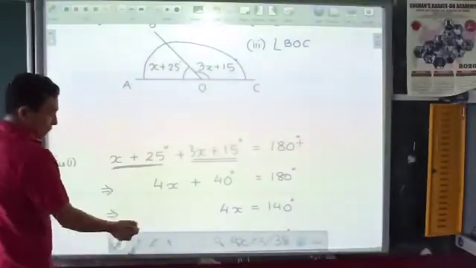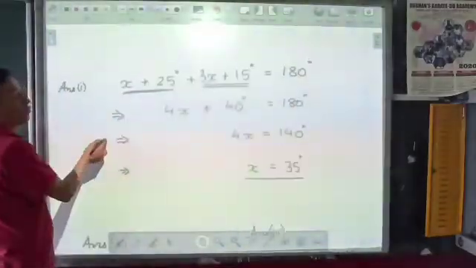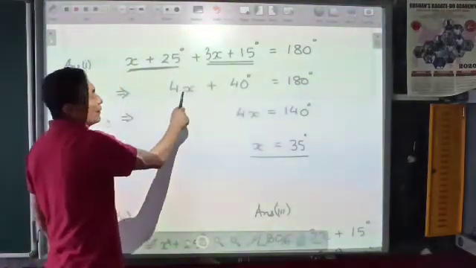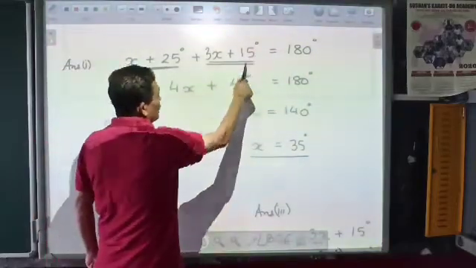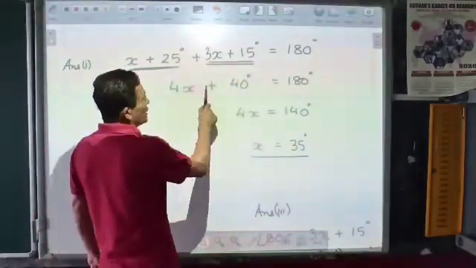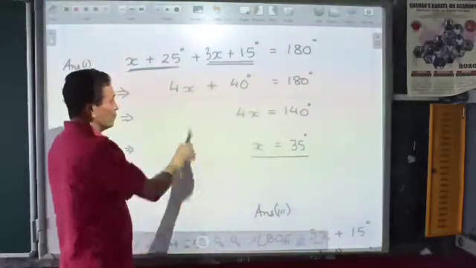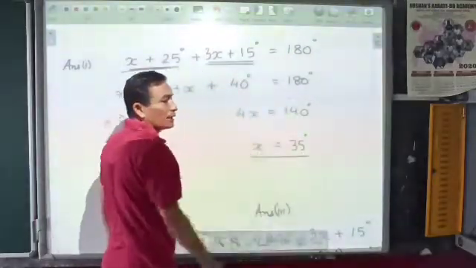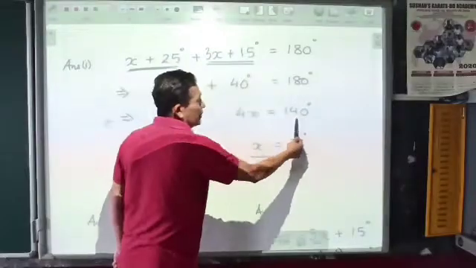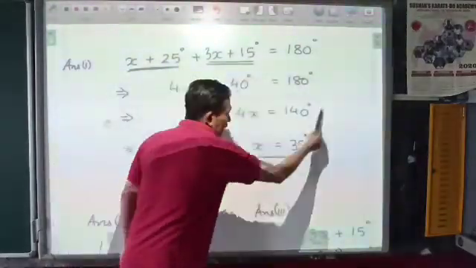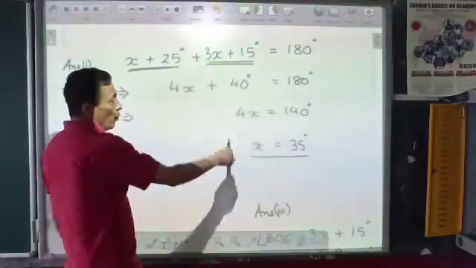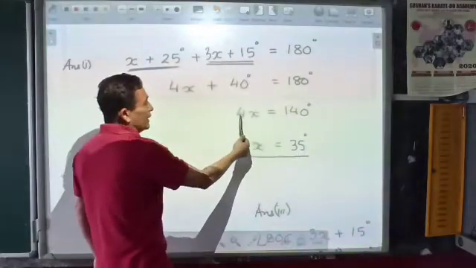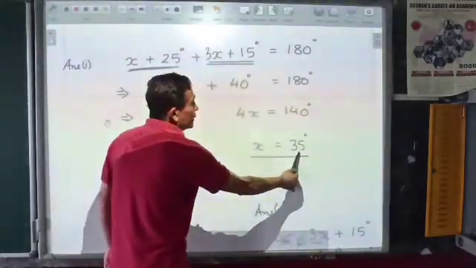Now once I get my equation, 90% of my sum is solved. So all I have to do is add x and 3x, which will give me 4x, plus 25 plus 15 will give me plus 40. So 4x plus 40 will give me 180. In the next line, 4x, plus 40 moves to the other side. It becomes minus 40. 180 minus 40 gives me 140. So 4x is equal to 140. X will be equal to 140 divided by 4, which will give me 35.